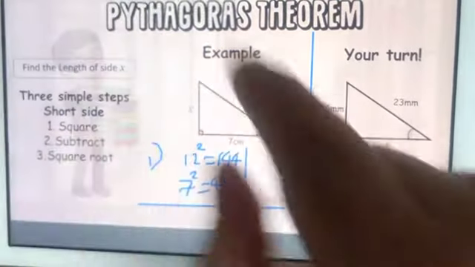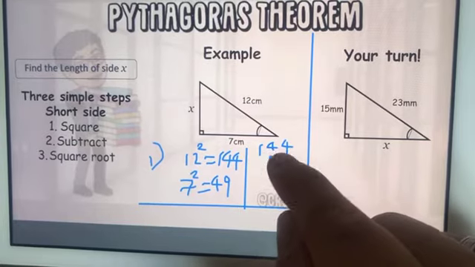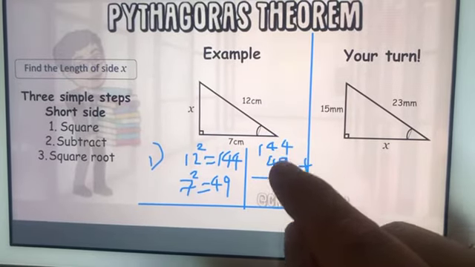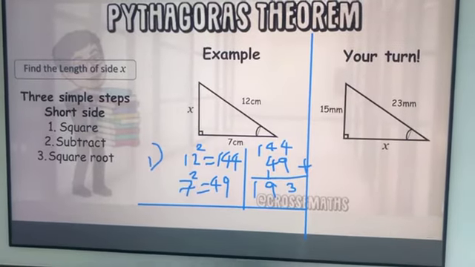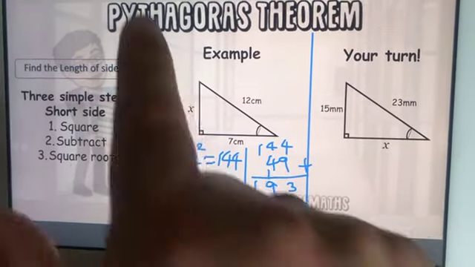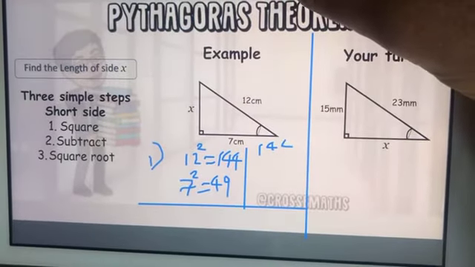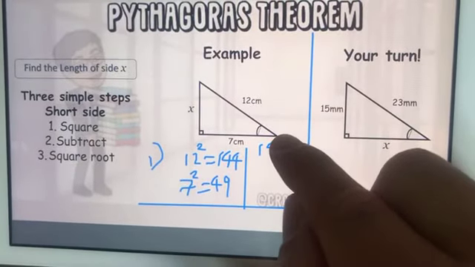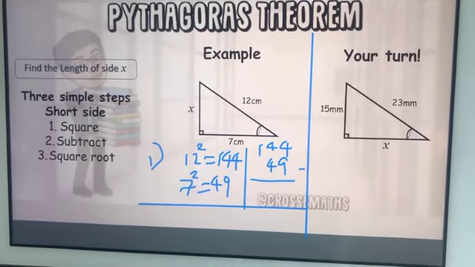Step 2 is add them up. So 144 and 49 added together. Again, you can use your calculator for this, okay? It doesn't really matter. I would suggest using a calculator every single time. If I add them together, oh, sorry, it's not add. I take that back. It's not add, it's subtract this time. Ignore me. Easy to make mistakes. 144, take away 49. So we're taking away this time. I made a mistake. Then we're taking away, okay, because it is short side.